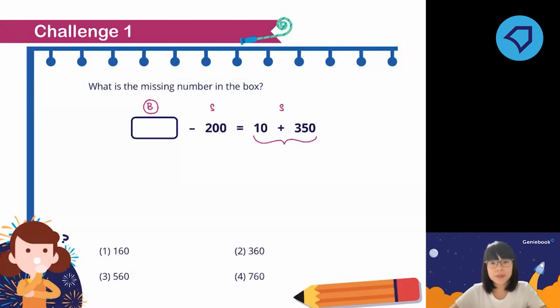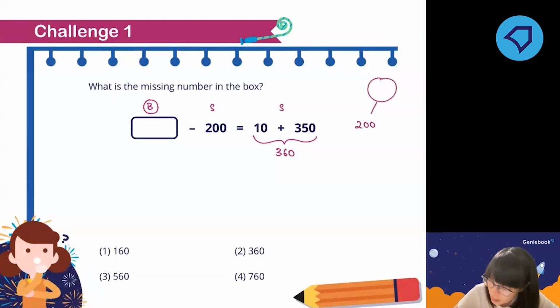So the first thing we need to do is complete the right-hand side. We need to solve what is 10 plus 350. I'm sure all of you can tell me the answer, right? What is 10 plus 350, guys? 360. Yes, so then we know part-whole, isn't it? We know that a big number minus a small number will give me a small number. Meaning to say something minus 200 will give me 360.